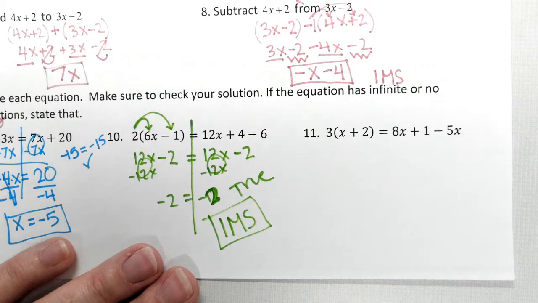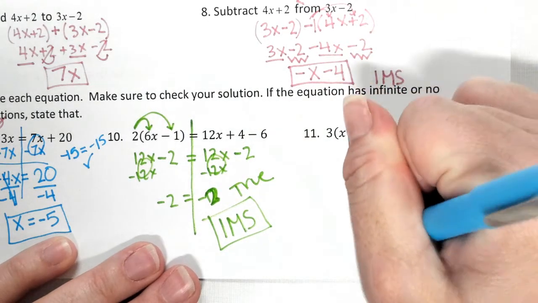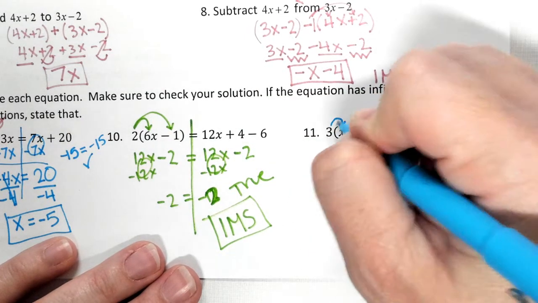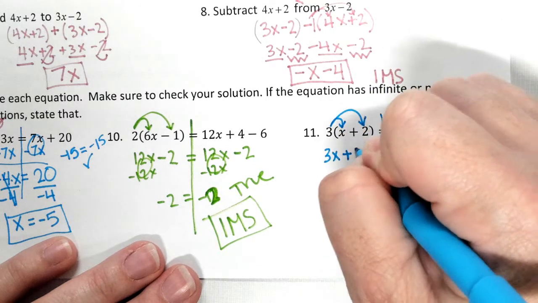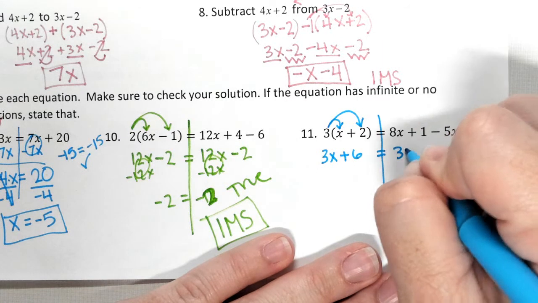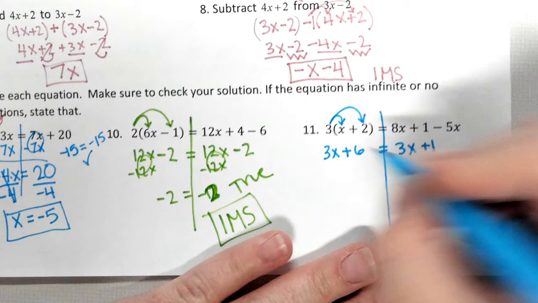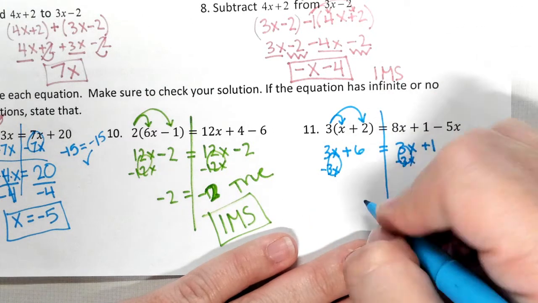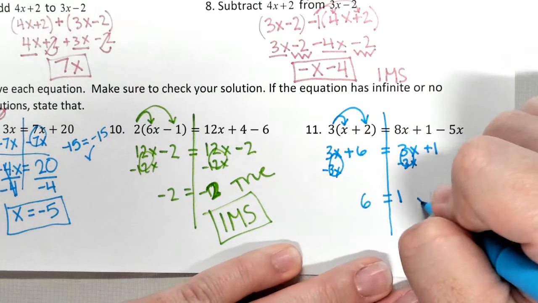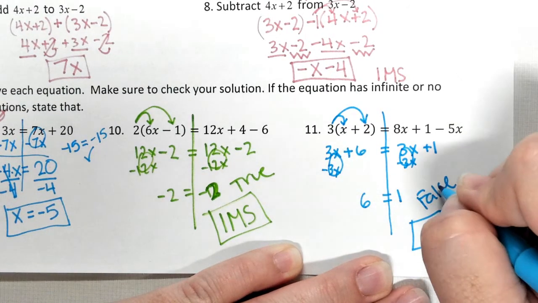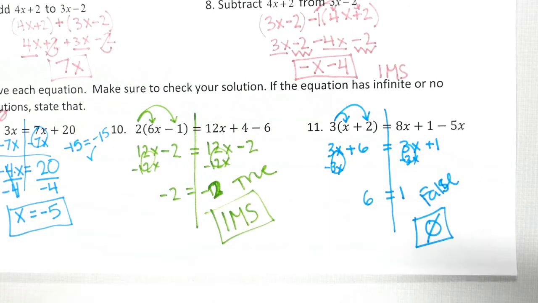Okay, and then lastly, on the front. Here, so we're going to simplify. 3 times x is 3x. 3 times 2 is 6. Equals, here, 8x minus 5x is 3x. Plus 1. So again, move your x's. They both cancel, and I get 6 equals 1, which is false. So my answer is no solution.